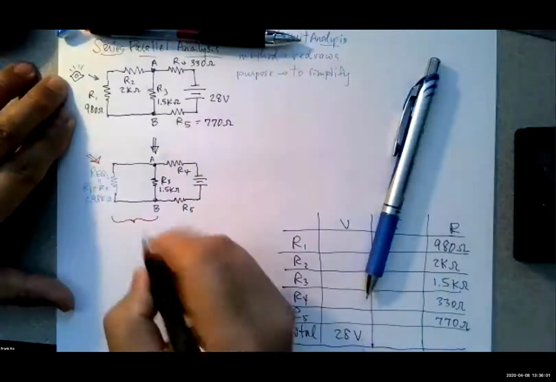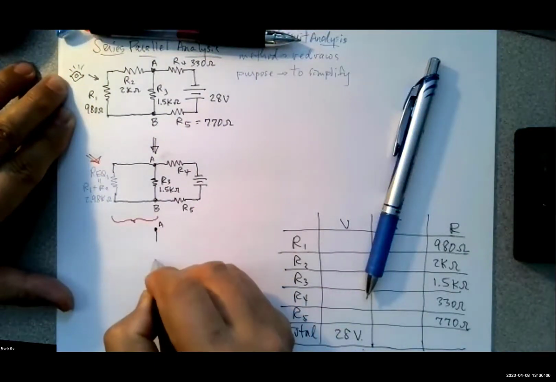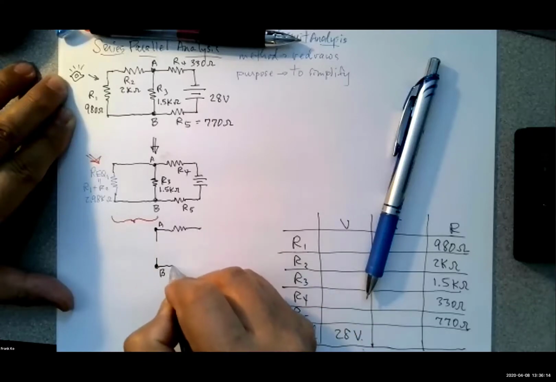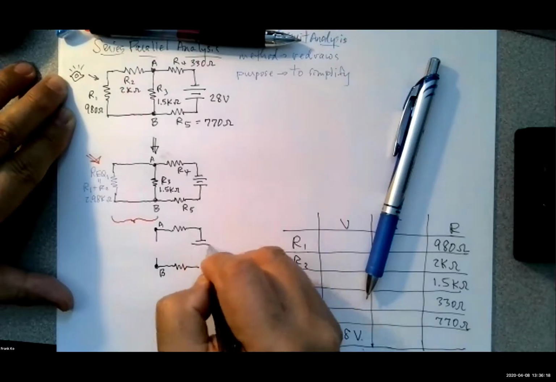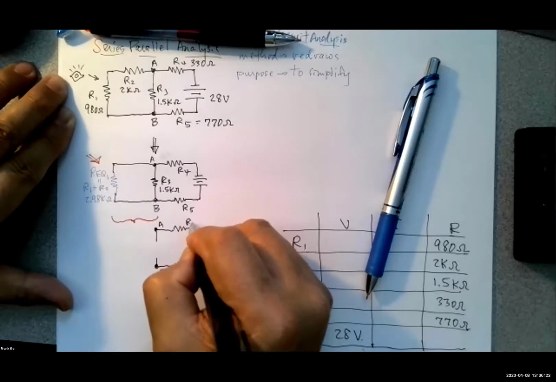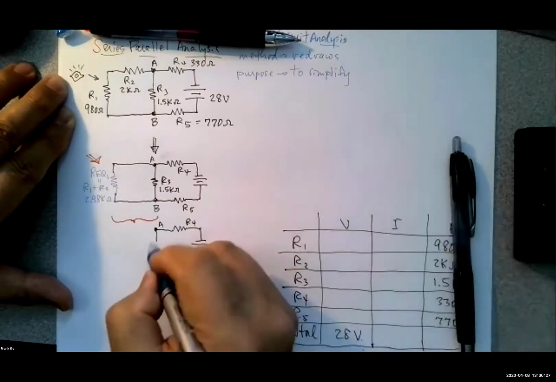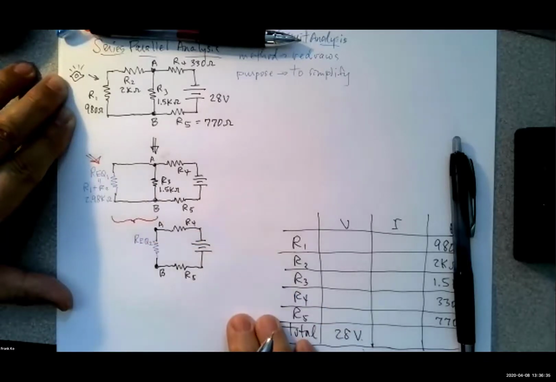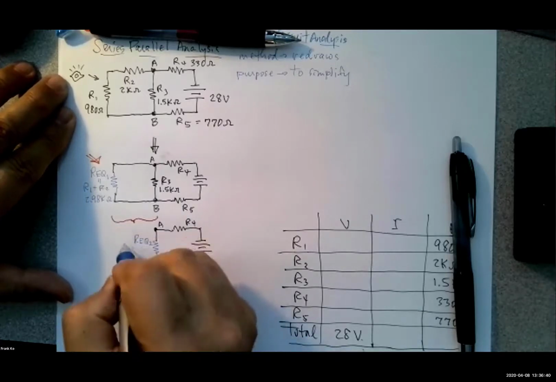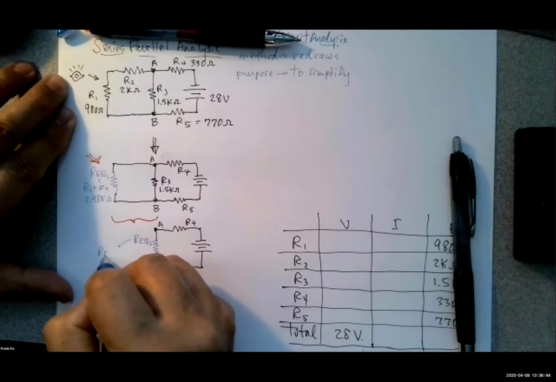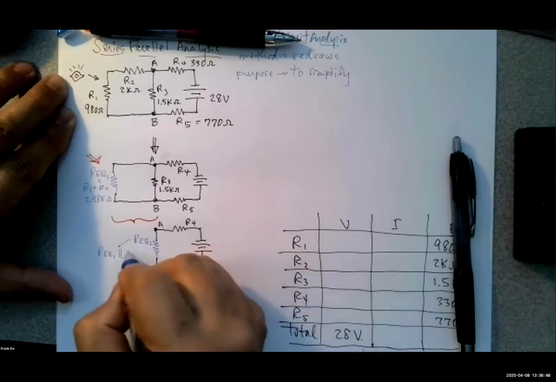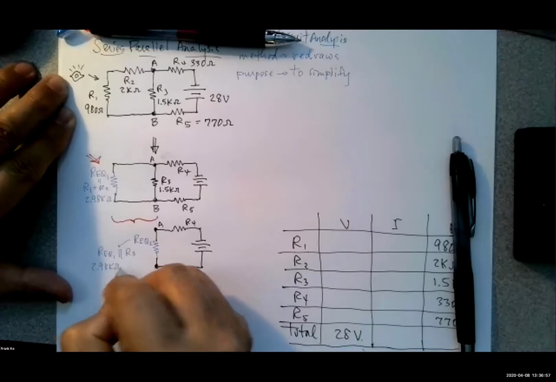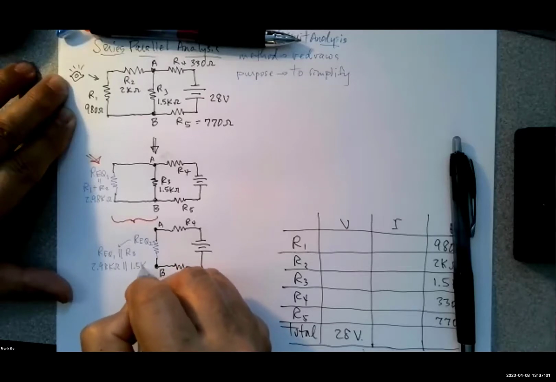And so I will do another redraw. I will bring in my original point A, my original point B, original voltage source, my R4, my R5, and now I have a new REQ, and we call this number 2. REQ number 2 was REQ1 in parallel with R3. And so that means we will have 2.98 K ohms in parallel with 1.5 K ohms.